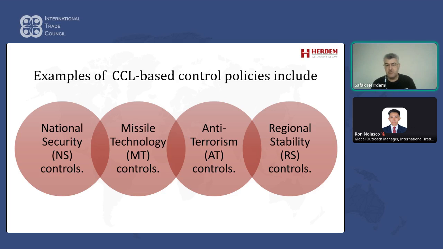There are many other control policies that might apply to the items on the CCL, and the specific controls that apply to a particular item will depend on the nature of that item and its intended use. In case of overlapping policies for an item, license applications are reviewed under all applicable licensing policies, and the license is issued only if an application can be approved under all applicable licensing policies.